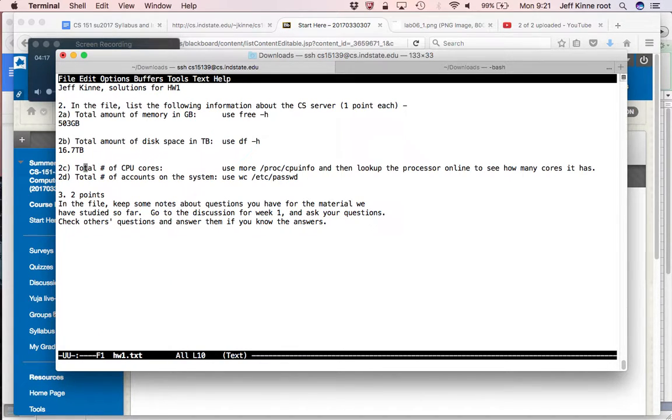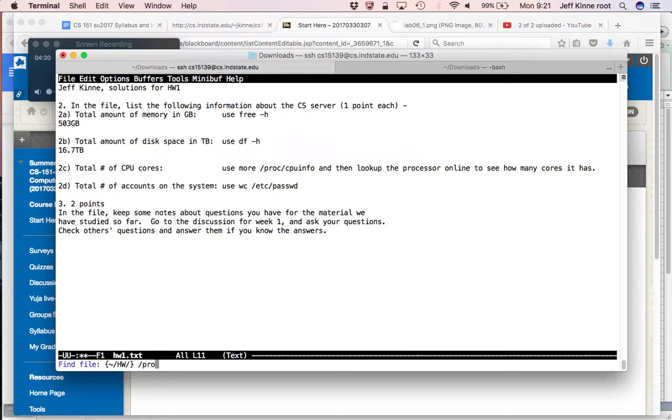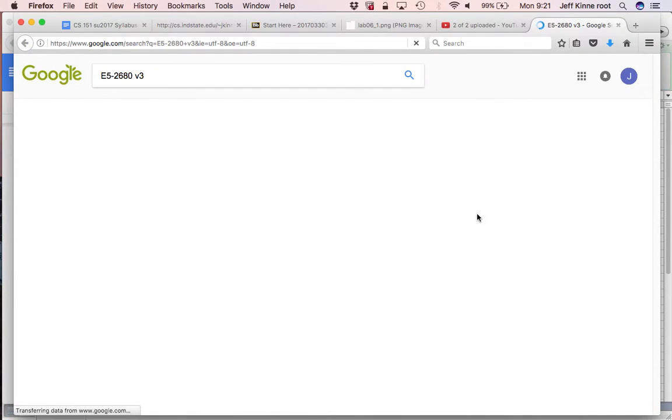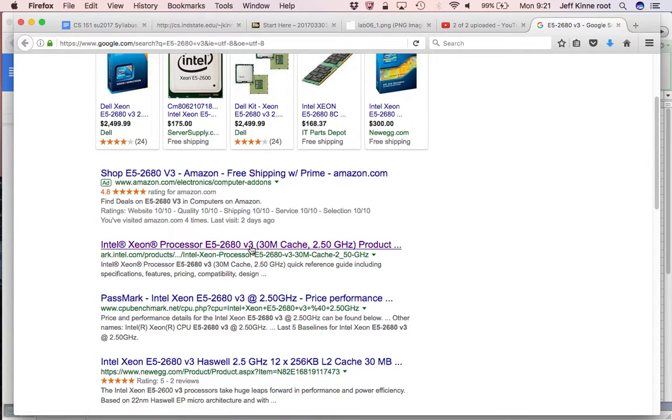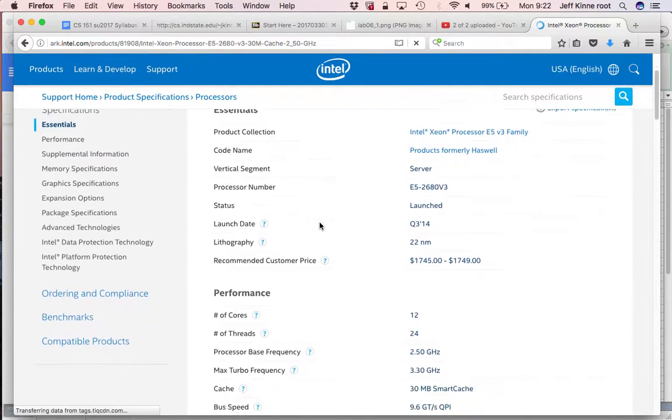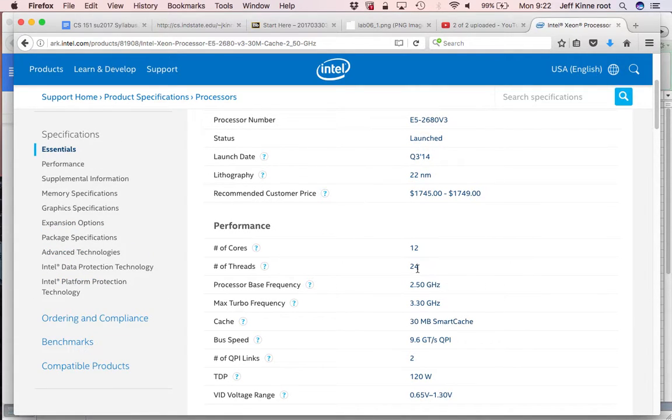Okay, next question, total number of CPU cores. So if we look at /proc/cpuinfo, this lists all the cores. So processor 0 is coming from this CPU. If we look up this CPU, E5-2680 version 3, on the Intel site, the version 3 there is important because this same CPU with different versions has a different number of cores. So there we see there are 12 cores and 24 hyperthreads.